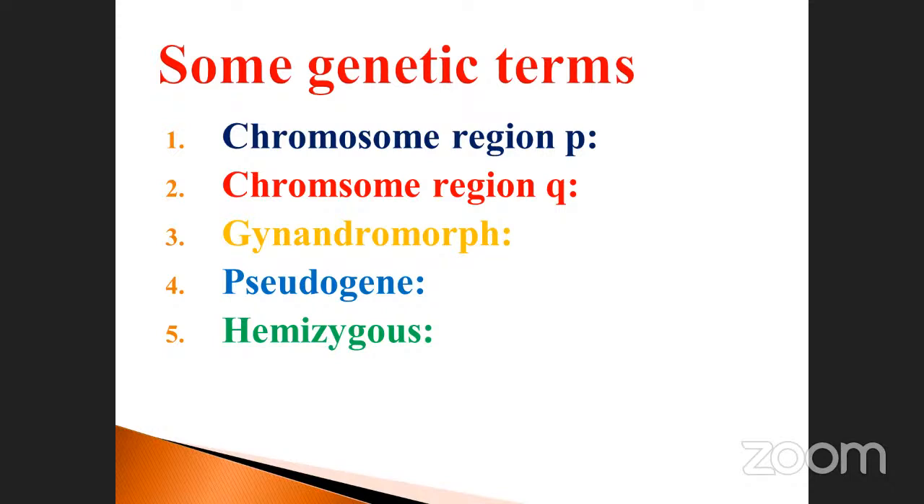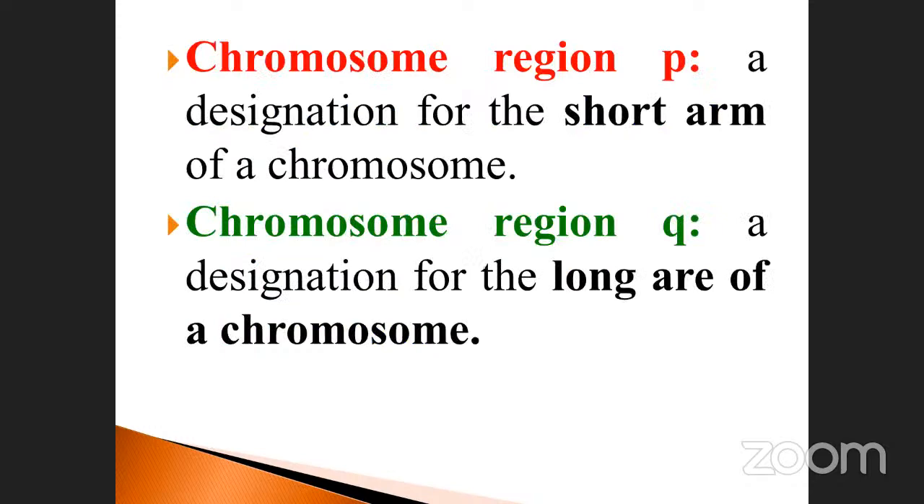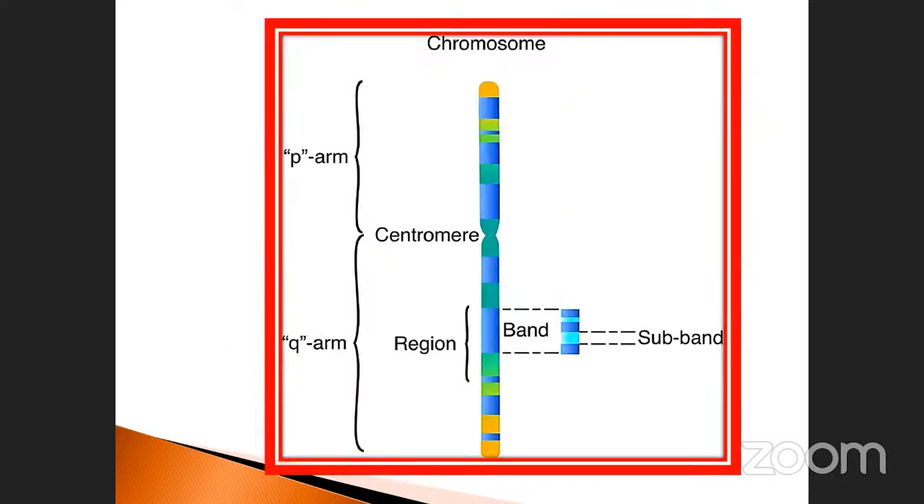Okay, see that one. The chromosome region P is a designation for the short arm of a chromosome. Don't forget, my dear. Which arm is very short? The chromosome region P. And the opposite of P is Q. The chromosome region Q, a designation for the long arm of a chromosome, is called Q. So P is the shortest one, and Q is the longest one. You can easily identify.